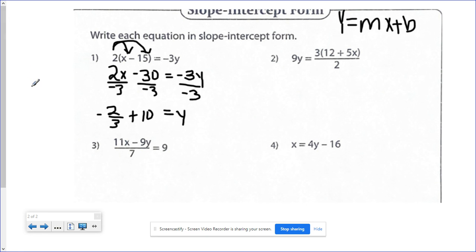You could write it like y equals negative 2/3 x, that should have an x by it, I forgot that right there, plus 10, and that's typically how people in math will write these.